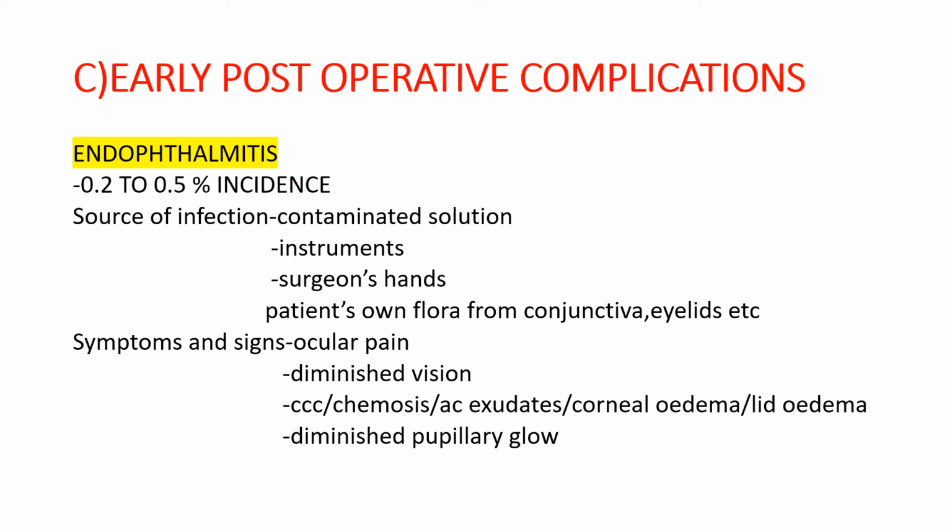Symptoms and signs. Usually there will be ocular pain, diminished vision, circumcorneal congestion, chemosis, there could be exudates in the anterior chamber, corneal edema, lid edema, and the red glow would be altered. So we call it an altered red glow. These are the basic symptoms and signs of endophthalmitis.